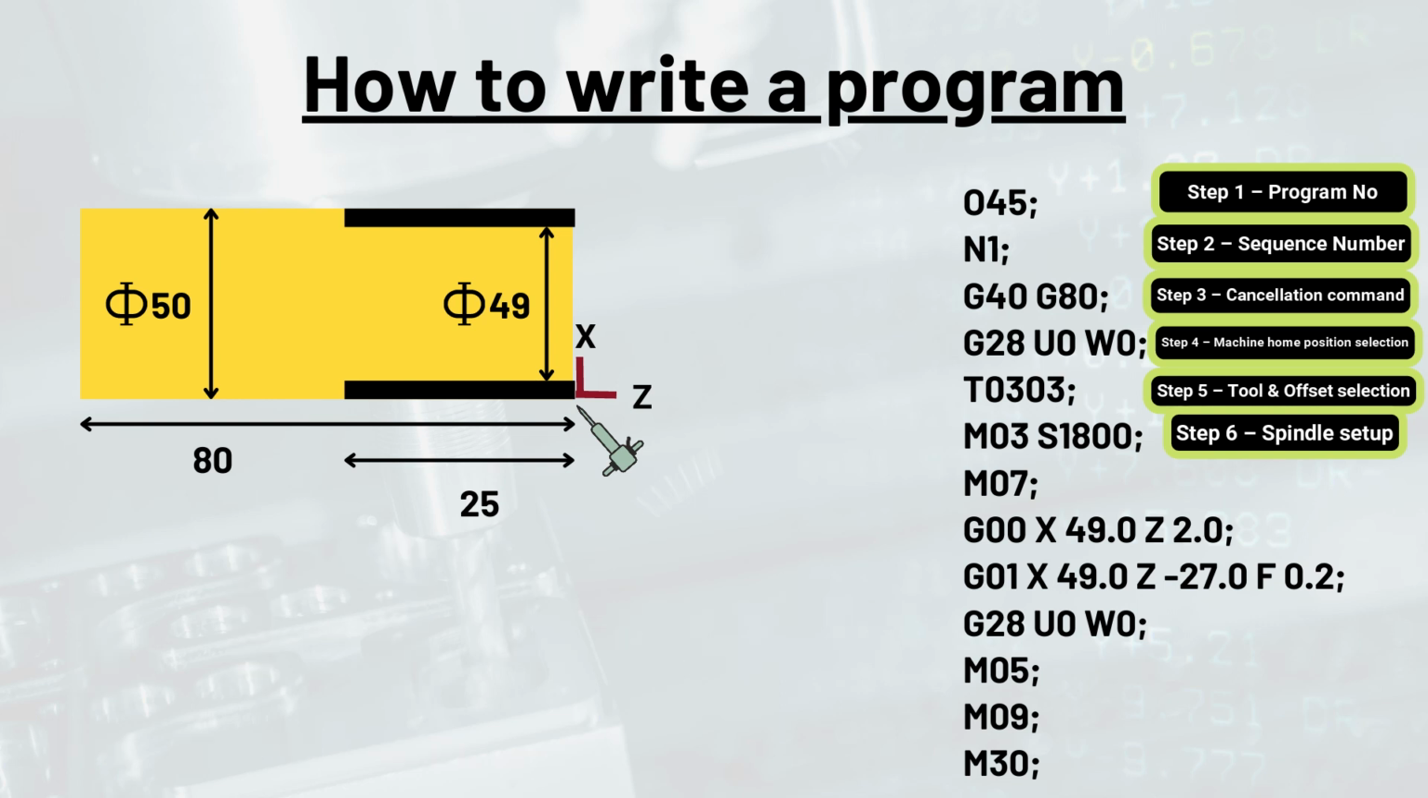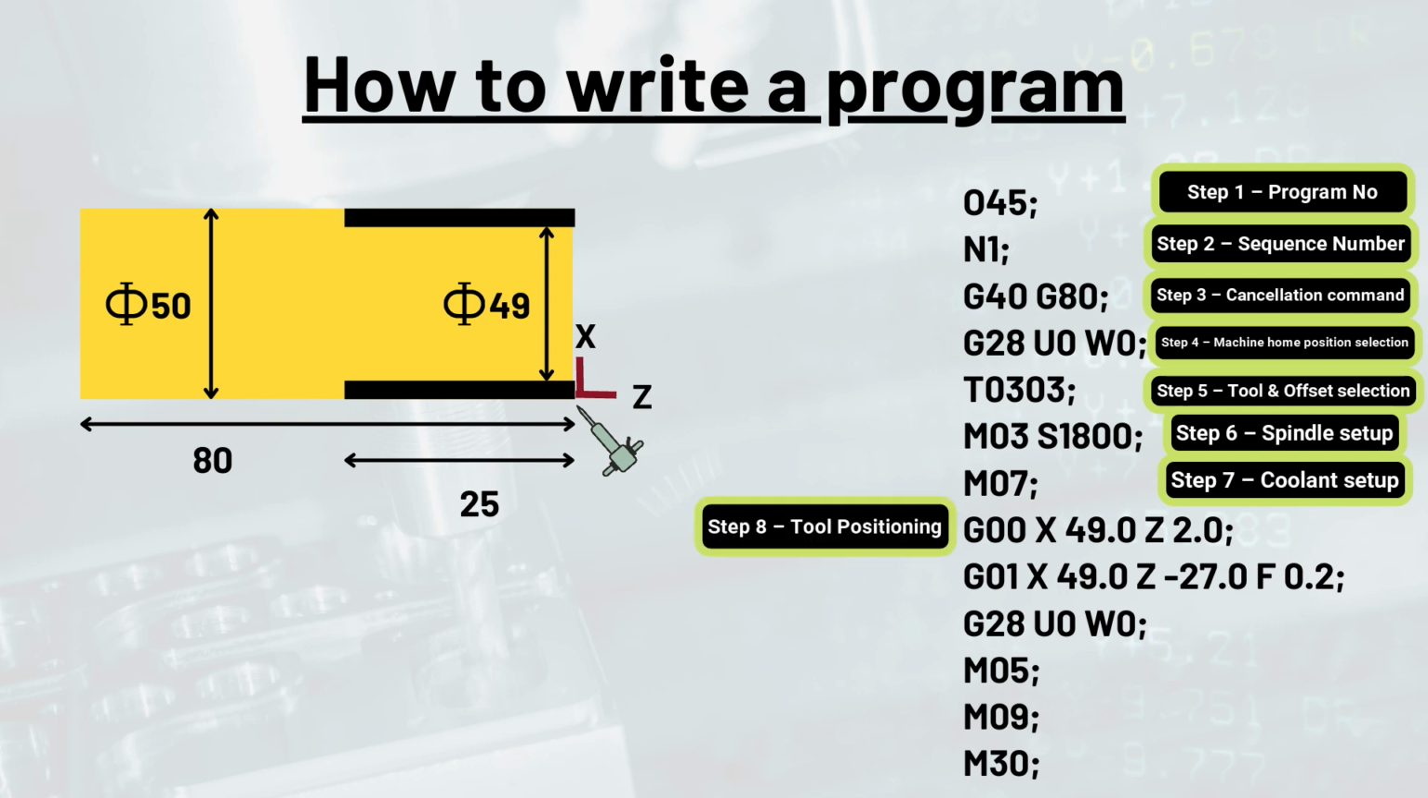We have to provide spindle speed as well, for which command starts with S. So a speed of 1800 rpm is provided by S1800. The complete command here is given by M03 S1800 end of block. As soon as spindle setup is done, machine has started operating and hence coolant is required. So in this step, we are going to do the setup for coolant. We will switch on the coolant using command M07.